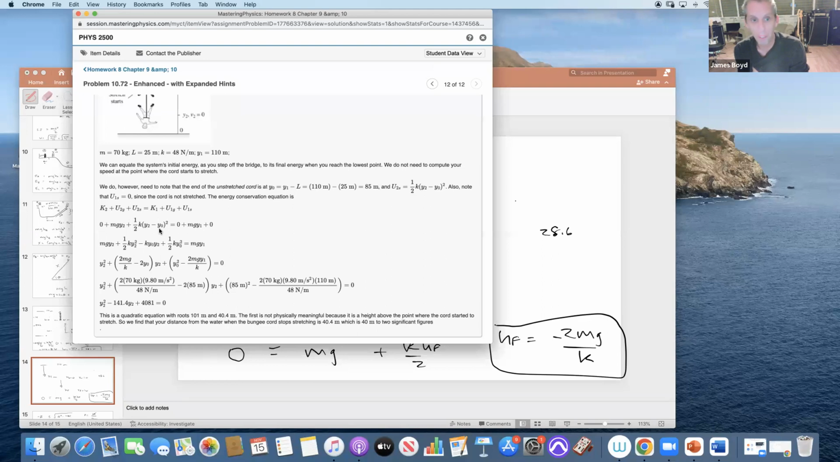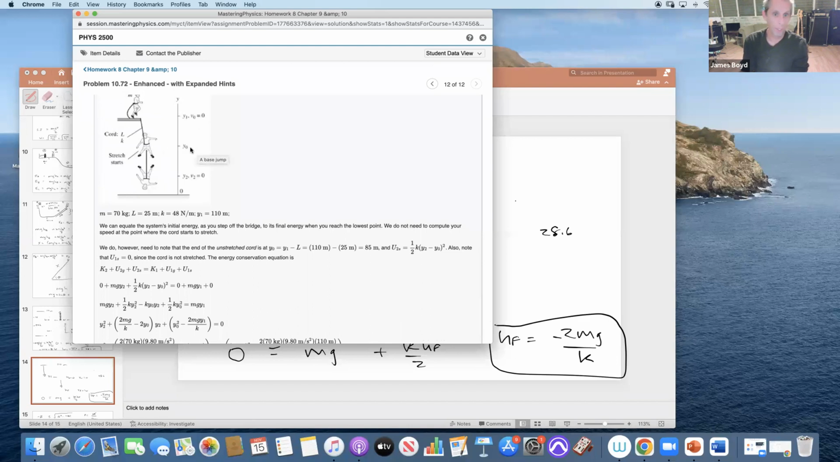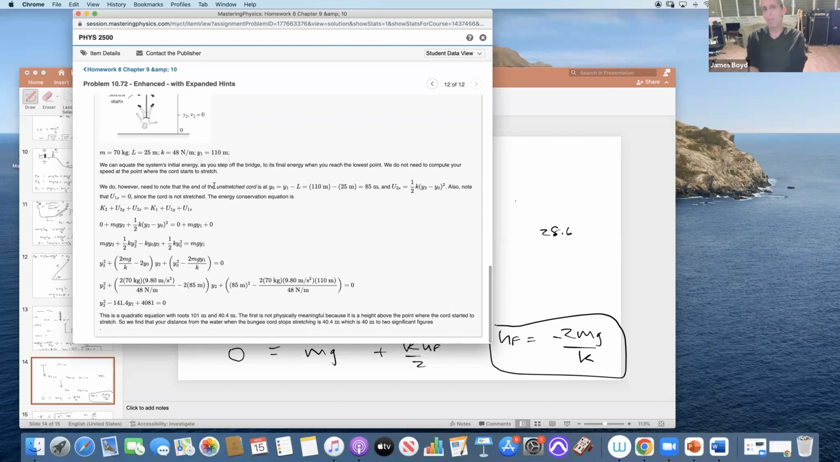Also note that U1, since the cord's not stretched at y0, we're calling that x is 0. So I think they messed this one up, unless I'm really dumb. And if I say that y2 is, yeah, it's weird. I don't know what they did there, because that would eliminate this guy.